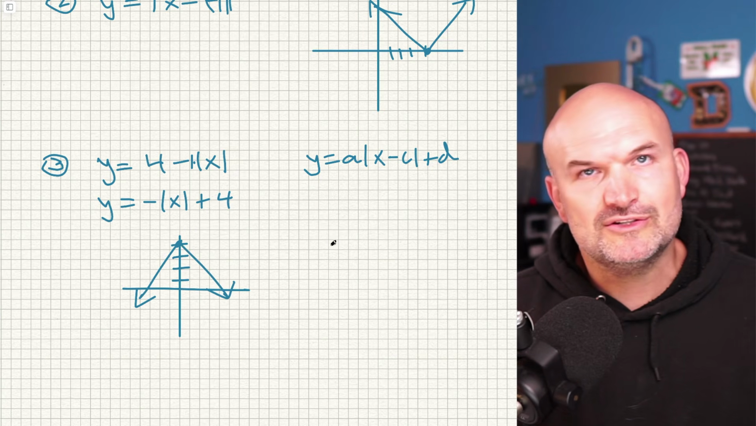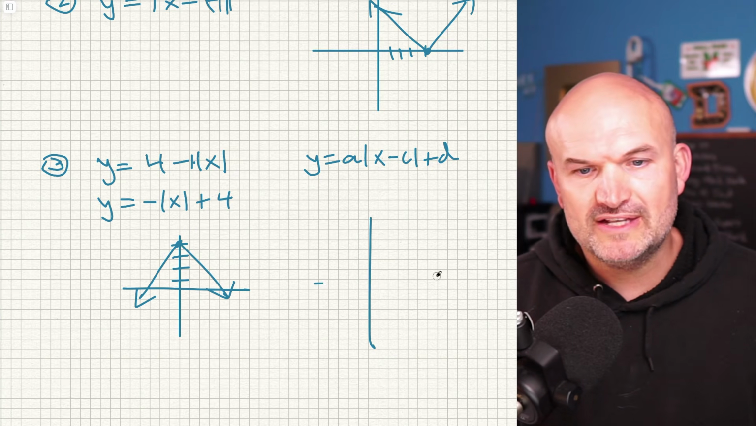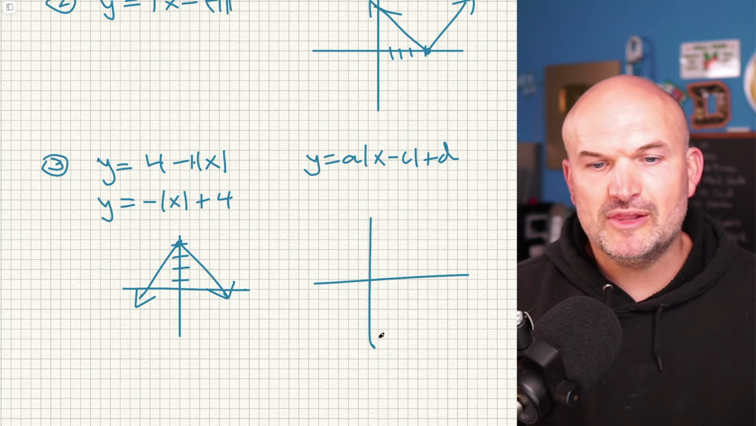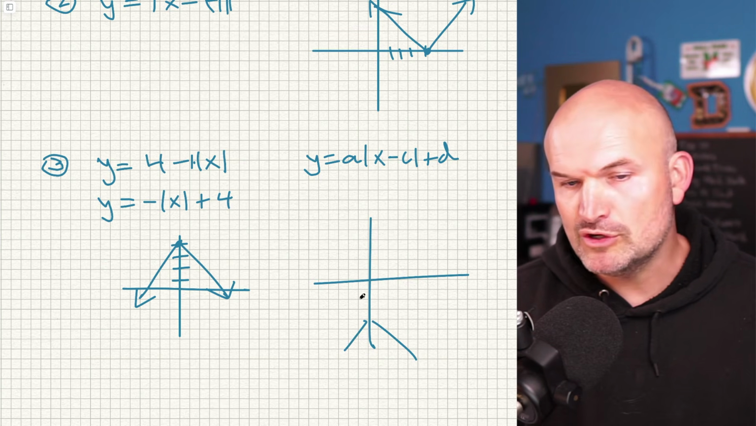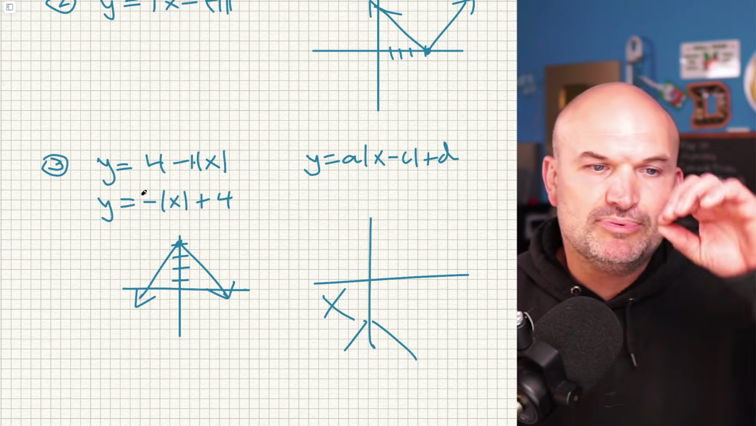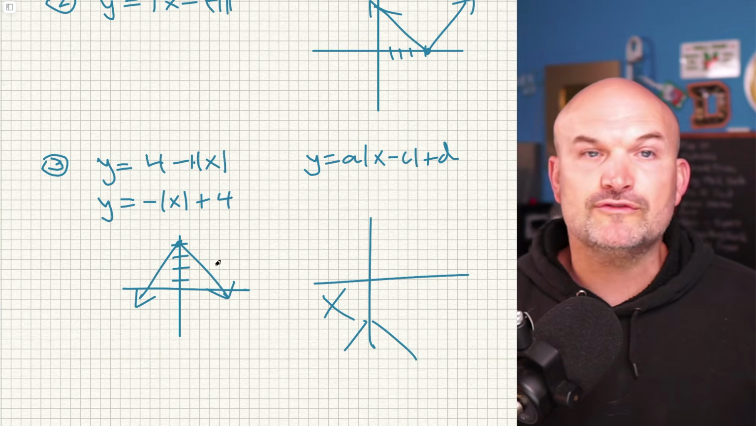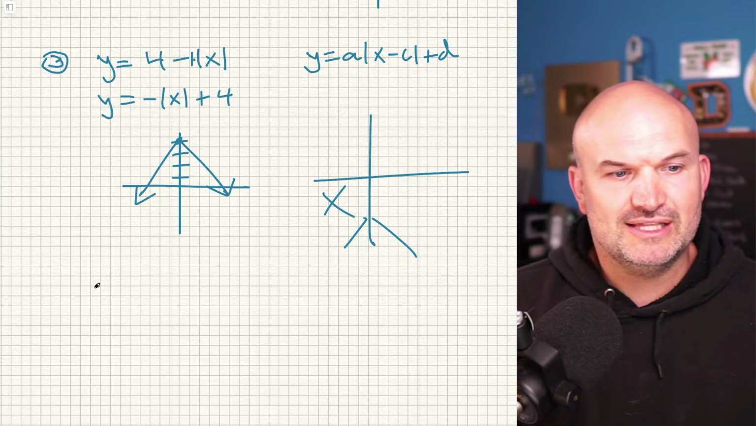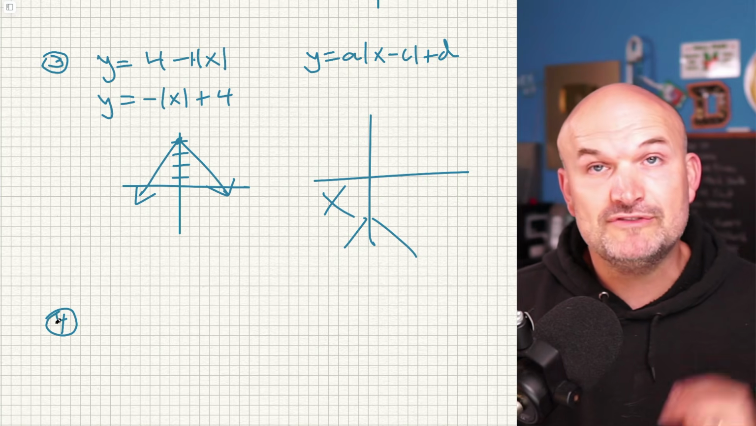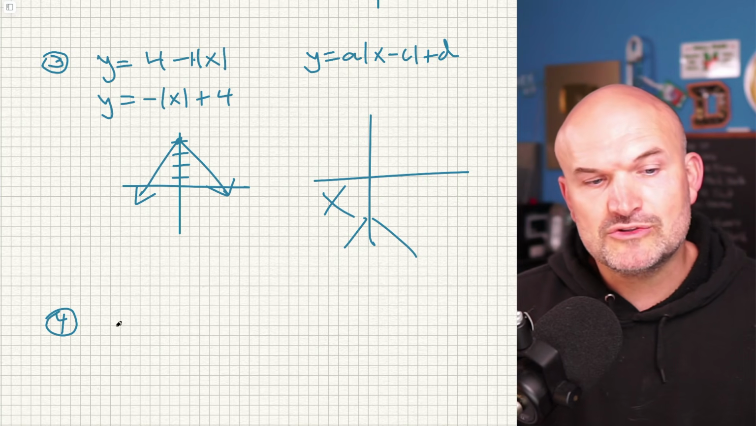A common mistake students will make is they will shift it up 4 units first and then flip it, and it looks something like that. Don't do that, okay? You always make sure you apply the negative first and then go and apply your vertical transformation. All right, let's get to the last one, which again is going to have two transformations that a lot of students will make mistakes on.